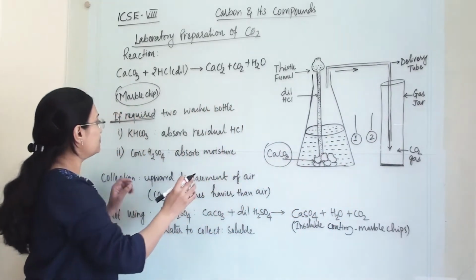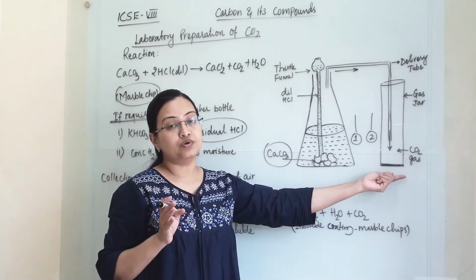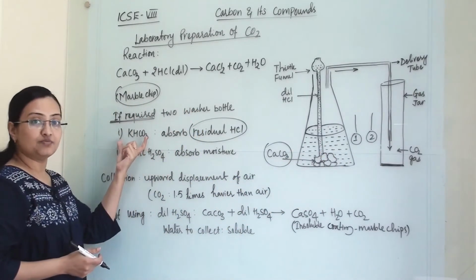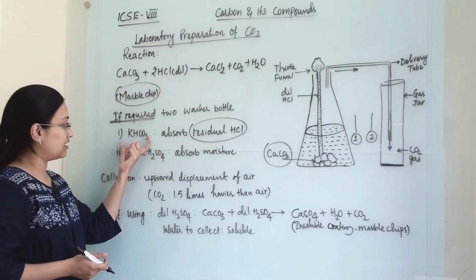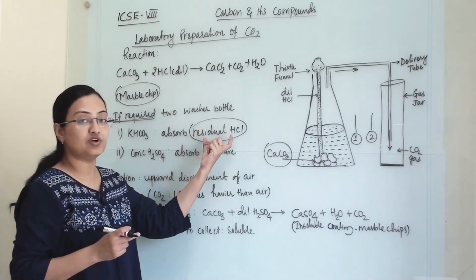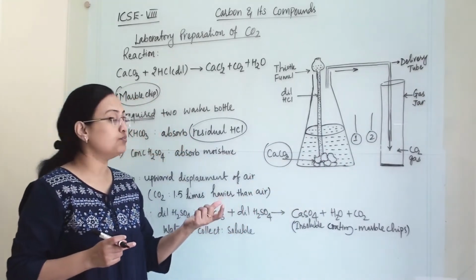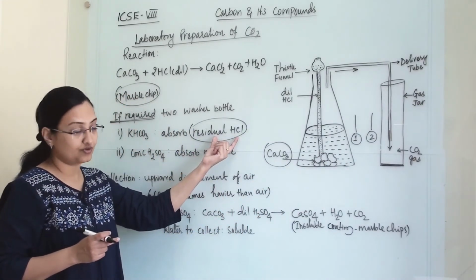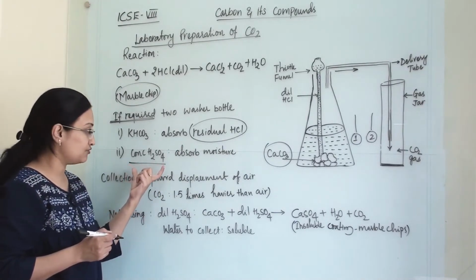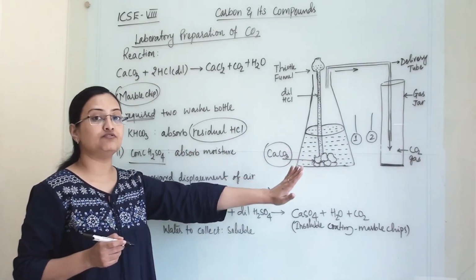We need this when residual hydrochloric acid is coming along with carbon dioxide gas. Then we need to arrange a washer bottle of potassium hydrogen carbonate, that is potassium bicarbonate. When we arrange this, it will absorb the residual hydrochloric acid, and our carbon dioxide gas will be free from the impurities of residual hydrochloric acid. Then the second washer bottle we can arrange of concentrated H2SO4, which will absorb moisture. So our carbon dioxide gas will be free from the moisture.